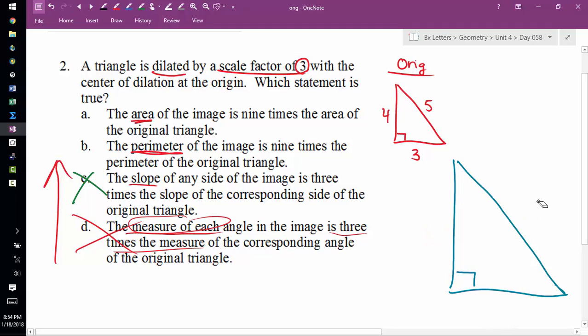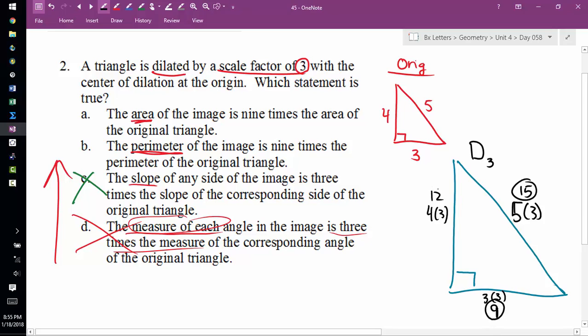Let's do this. Let's erase those dimensions. Let's look at the perimeter now. And you should just make up some numbers. I know a 3, 4, 5 triangle is certainly true. That's something that exists. And when I go to dilate it by a scale factor of 3, each side is going to get multiplied by 3. So this side will be 3 times 3, which is 9. This side will be 4 times 3, which is 12. And my hypotenuse will be 5 times 3, which is 15.